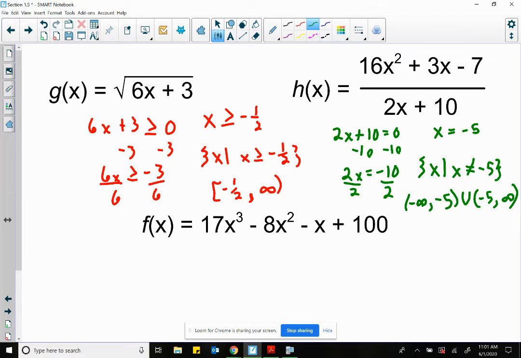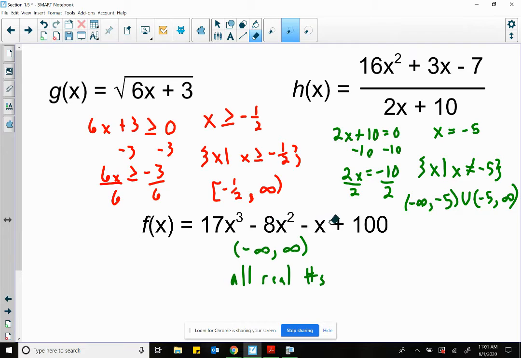Last but not least, if you look at this guy, this is neither a rational nor a radical, a root. So that means this guy always has the domain of all reals. So there's the interval, because you know how to do all real domains. And the set is just all real numbers. And there you go. There's nothing special about this. Its domain is all reals because it's not a rational and it's not a radical. Okay? All good.